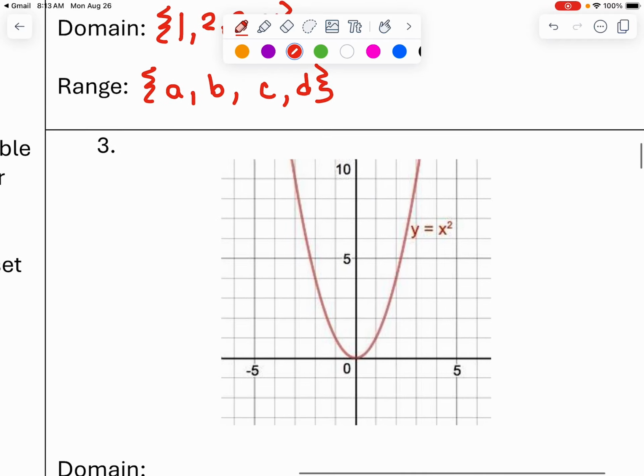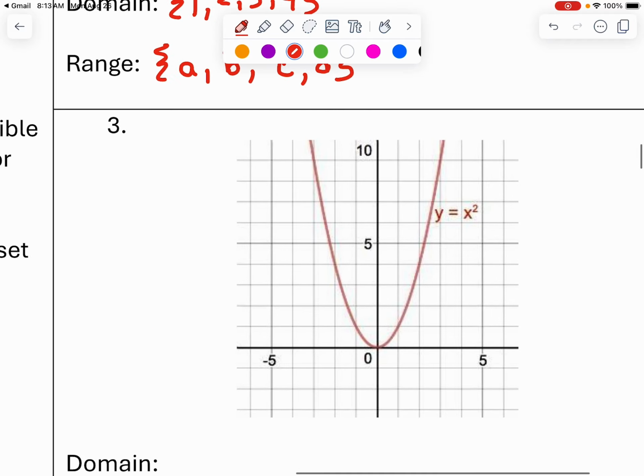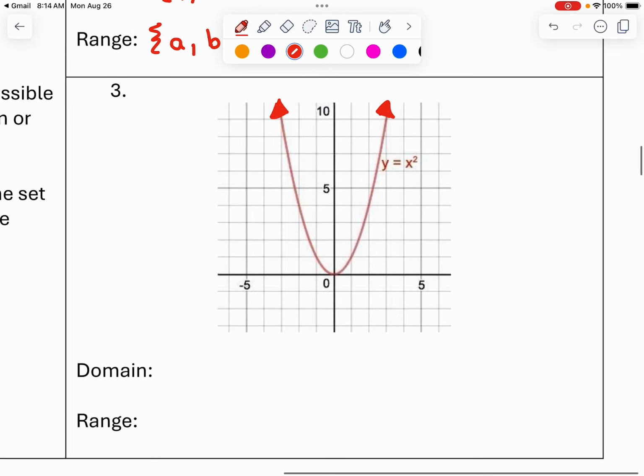And then number 3, the domain and the range are a little more limited. Now, let's go ahead and assume that these have arrowheads on them. Please do that for me. Pretend those have arrowheads on them and this graph continued forever. This one's probably going to be a little harder to remember since it is going left forever and right forever.